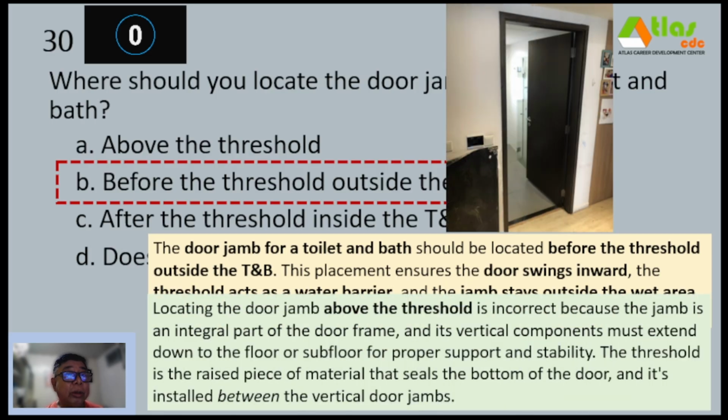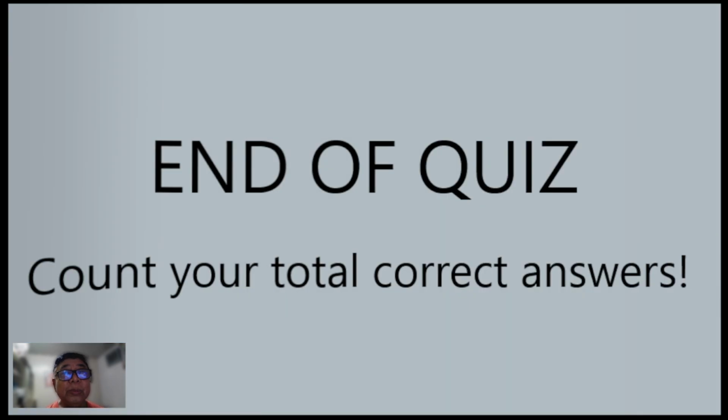Locating the door jamb above the threshold is incorrect because the jamb is an integral part of the door frame, and its vertical components must extend down to the floor or subfloor for proper support and stability. The threshold is the raised piece of material that seals the bottom of the door, and it is installed between the vertical door jambs. And that's it for our quiz.